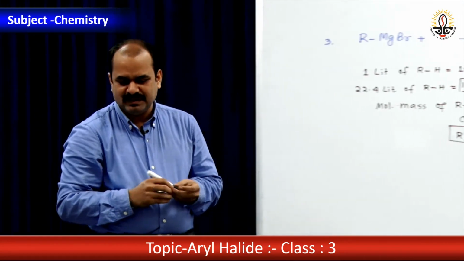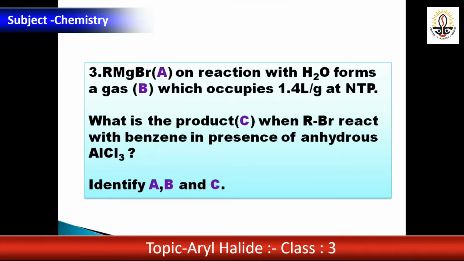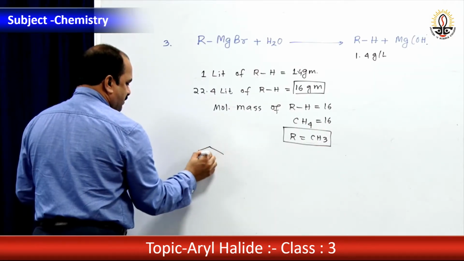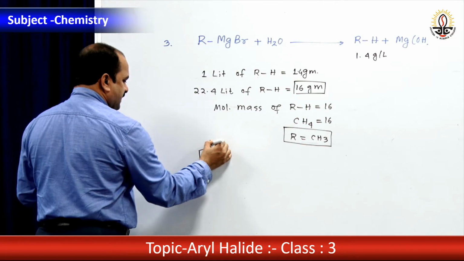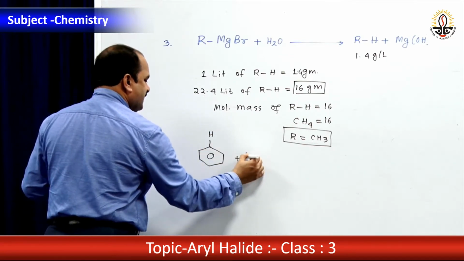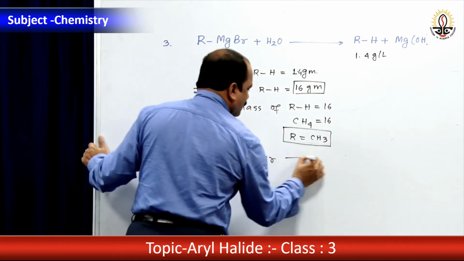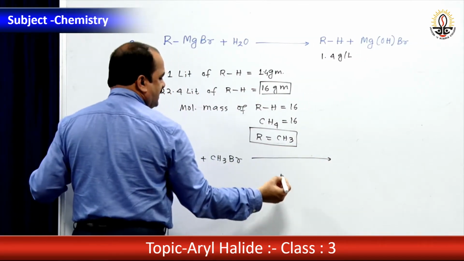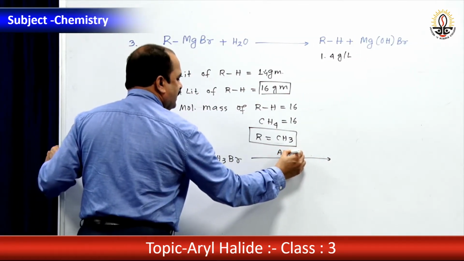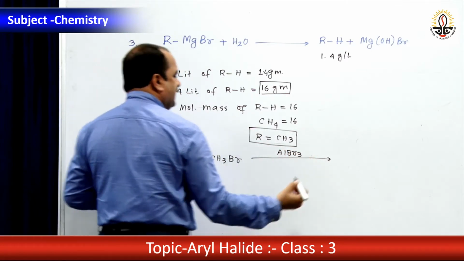The question is what is the product C when RBr reacts with benzene? Here RBr reacting with benzene means benzene reacts with CH3Br. It undergoes Friedel-Crafts alkylation in presence of AlBr3. It gives toluene.